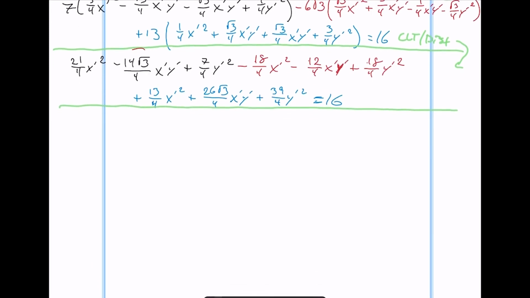Now we're going to switch into just one color because what we're going to do is combine like terms everywhere, sort of a global combining of like terms. Let's look at the x prime squares first. So we've got 21 of them here. We're taking away 18 of them here. That makes a total of 3 left over. And then down here, we're adding 13 in, so that's a total of 16 fourths. And I'm going to leave it in fourths.